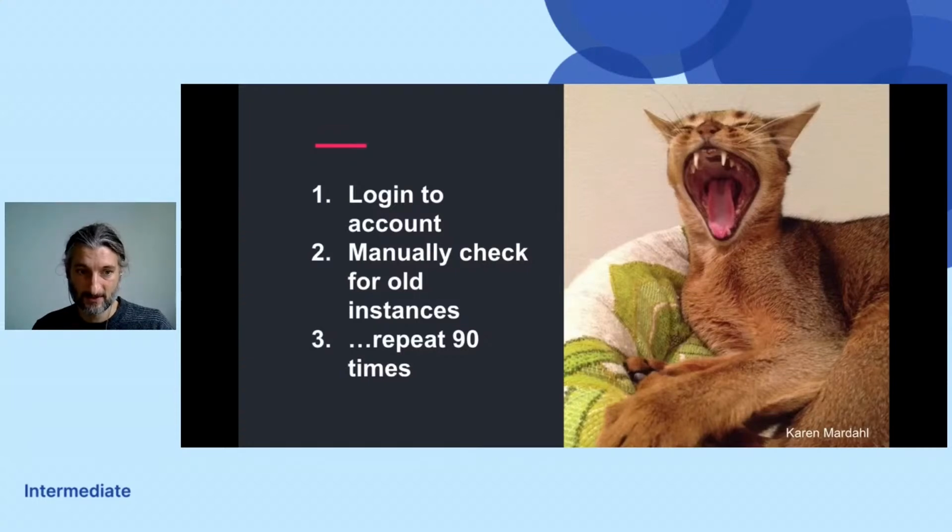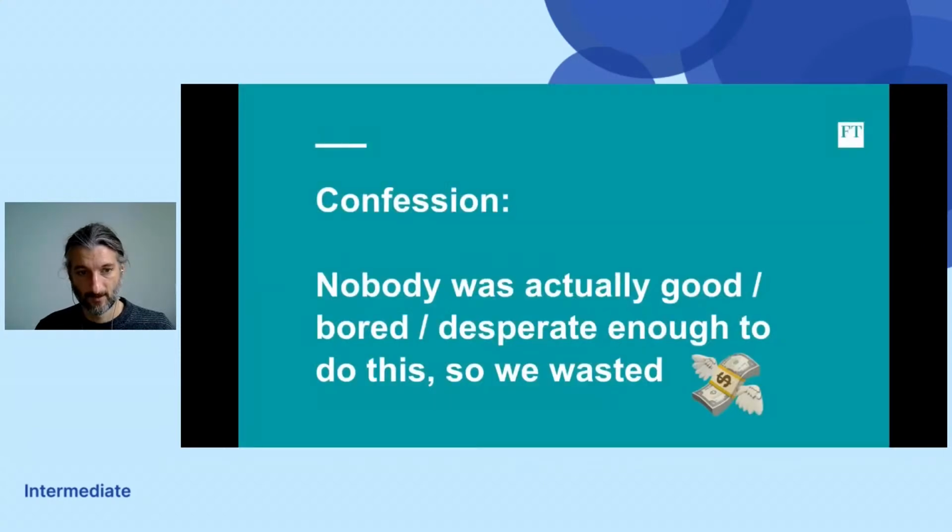You'd have to log into an account and manually check for old instances, and then you just do that 90 times across 90 accounts. And there's lots of other governance tasks which are similar, where it's just a matter of going in and manually checking lots of accounts. And I have a confession here: that was so tedious to do that we weren't doing it effectively. And that caused us to spend a lot of money running instances we no longer needed. And there's potential for security flaws and things like that to creep in because you're running stuff which is out of date.